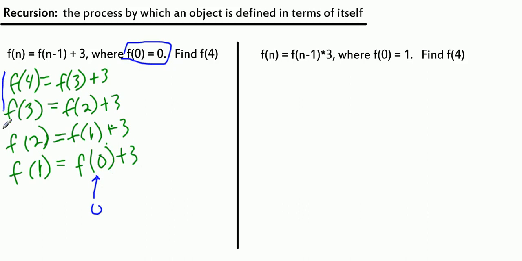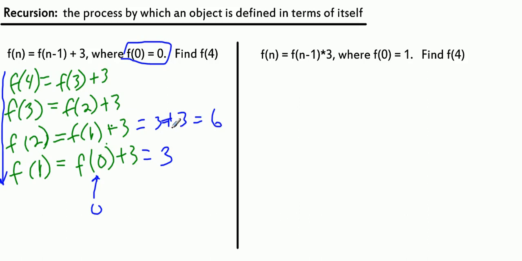And the key is we started working our way down like this, and now we're going to be able to work our way up. We know 0 plus 3 is 3. We can now take that 3 and feed it into f of 1. F of 1 is now 3. So this becomes 3 plus 3, which is 6.